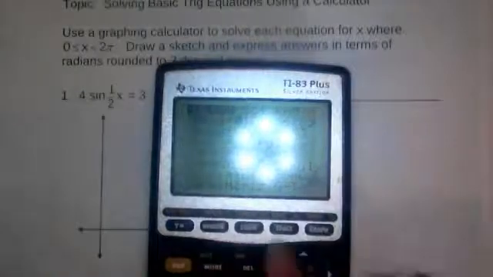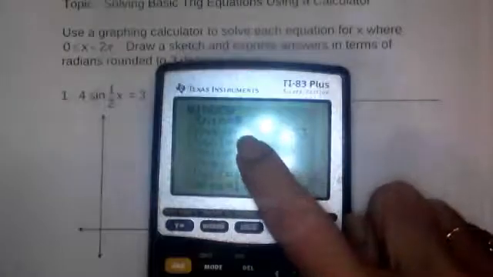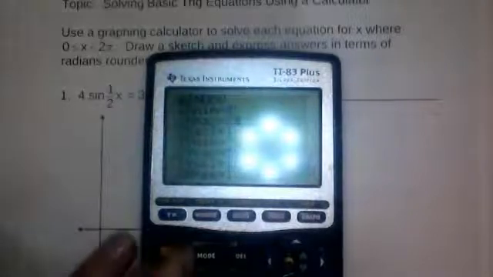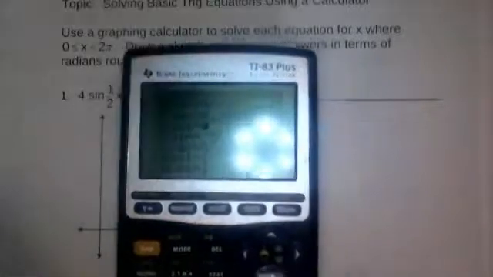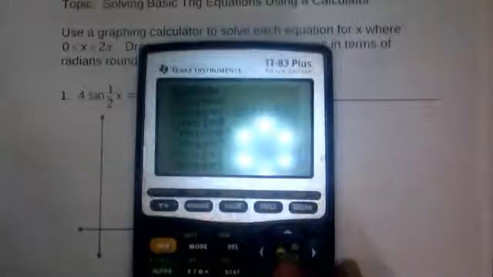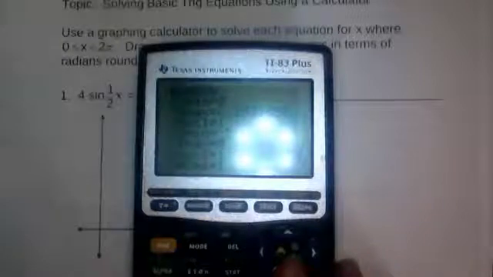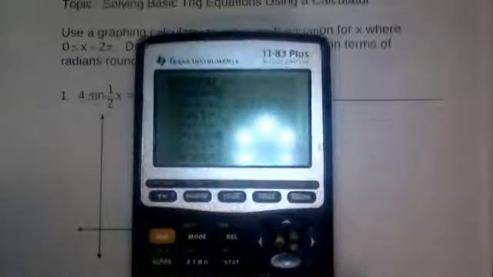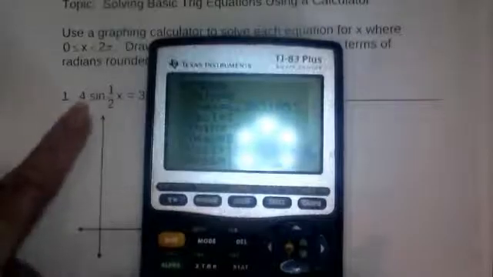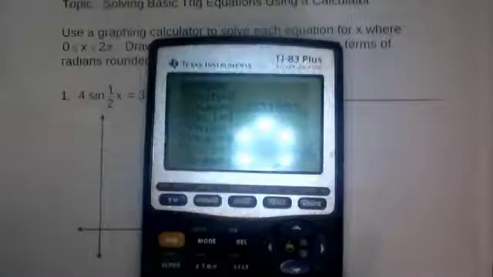Also go to your window. We want to set our window from 0 to 2 pi. So 0, enter, 2 pi, enter. And then our y's, I'm going to set mine from -5 to 5. It could be more or less depending on what shrink or stretch you have, but that should take care of most of our graphs. If our shrink or stretch, which is the number in front, gets larger than 5, then we might need to go a little bit bigger.